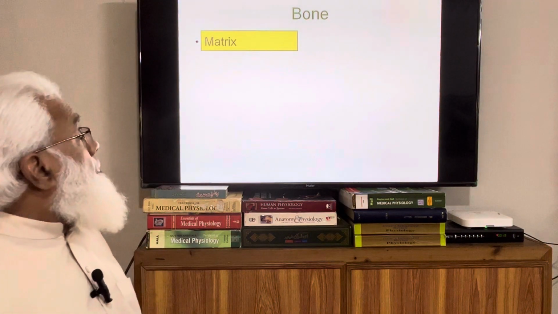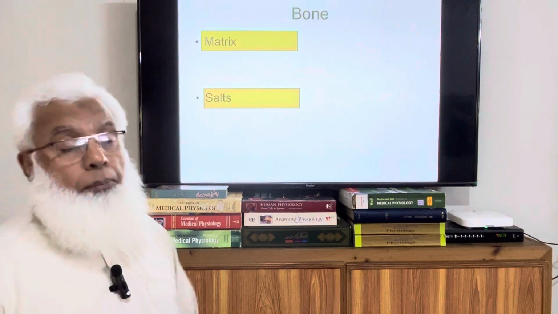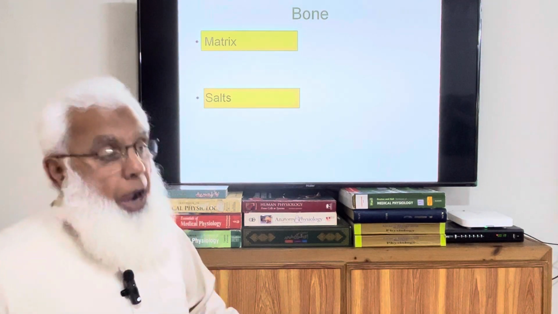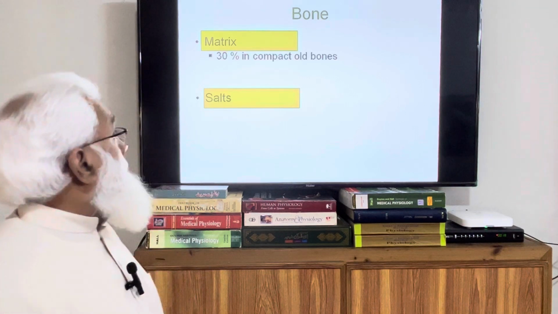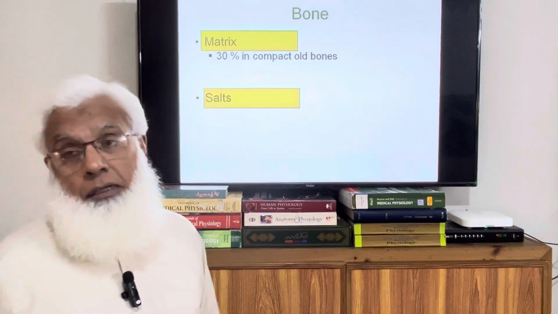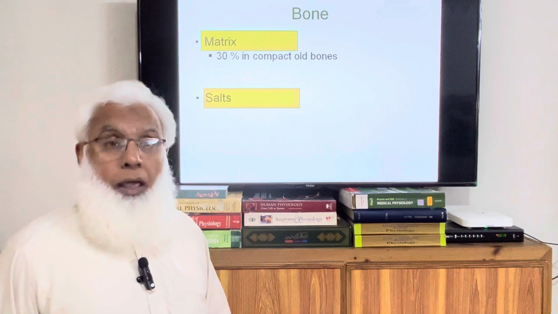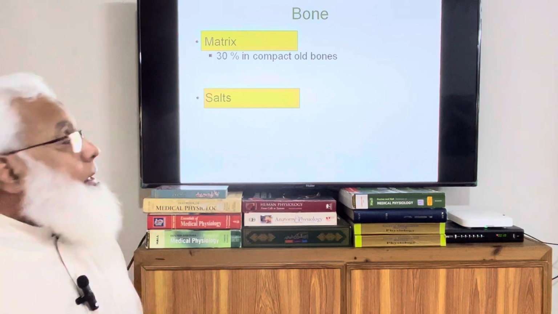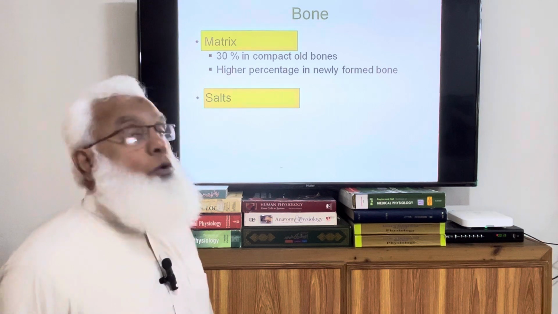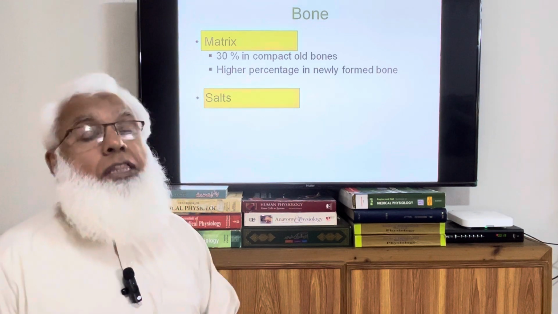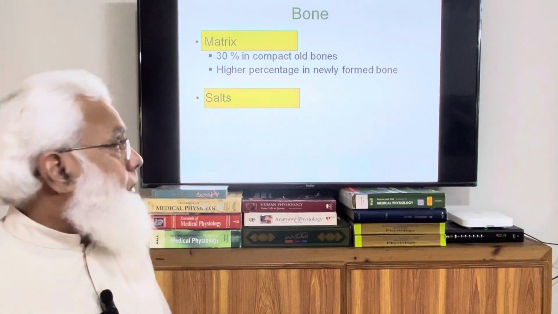Bone is composed of primarily two important parts, matrix and salts. Matrix is about 30% in compact bone and the rest is salts. And this matrix is a higher percentage in newly formed bone. Initially, matrix is laid down, then the salts are deposited.